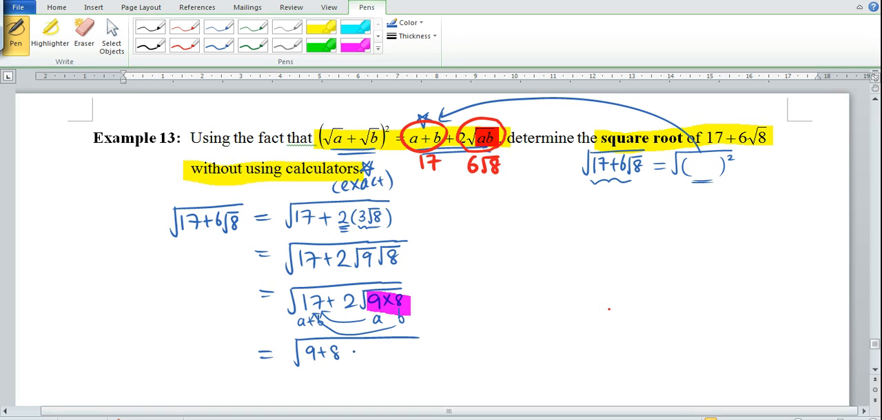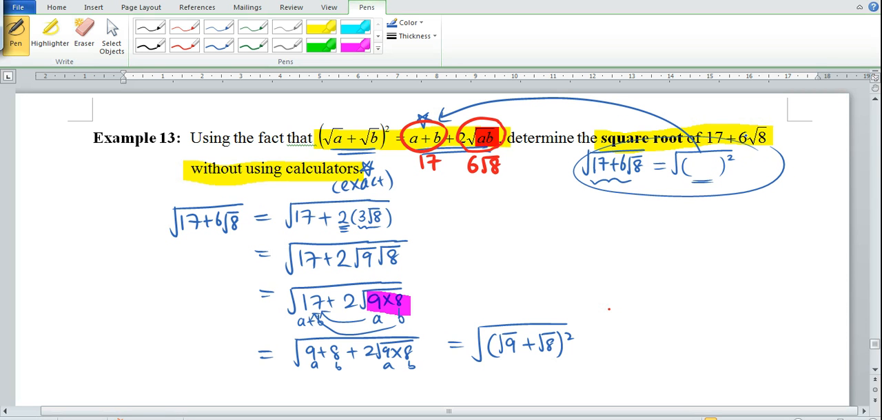If it is, then I can safely say that 17 is 9 plus 8, and then I have a 2 square root 9 times 8. So my a is 9, my b is 8, and hence I can re-express what is in the square root as square root a plus square root b, squared. Now, the idea of making whatever is inside the square root a square is back to the aim of the question here.